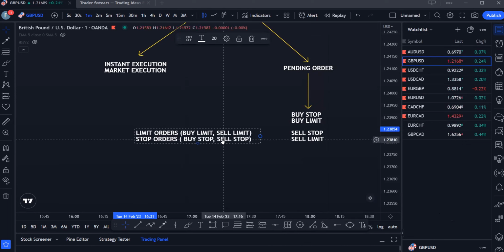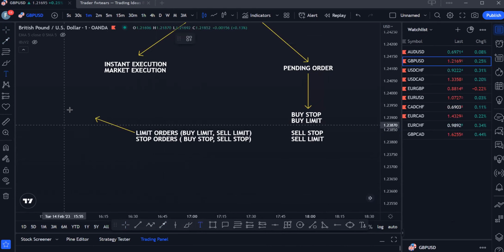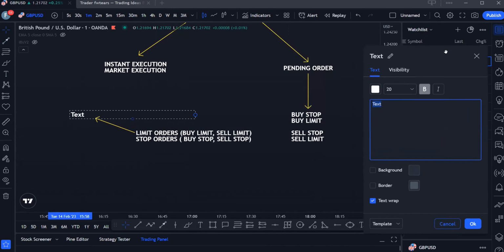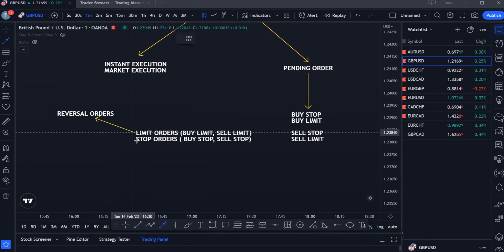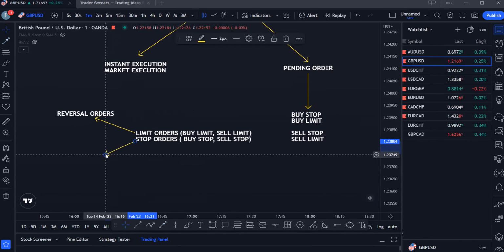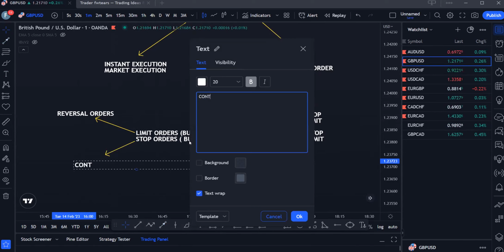Okay, so what are limit orders and then what are stop orders? This is to make it easy for you to understand how to use them. So for limit orders, I want you to think about reversal. Limit orders are reversal orders, while stop orders are continuation orders. I'll show you exactly what I'm talking about shortly. Just stay with me, guys. Stop orders are continuation orders.